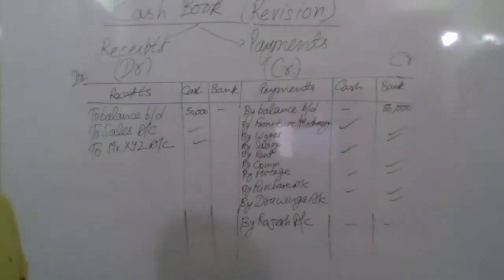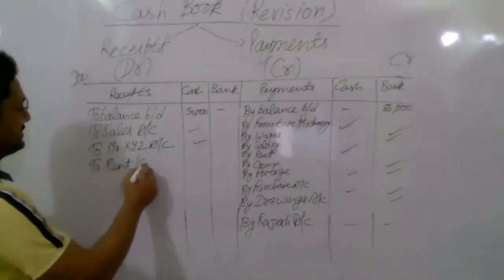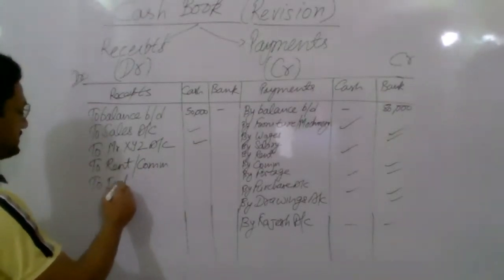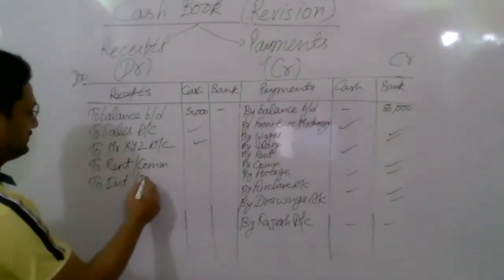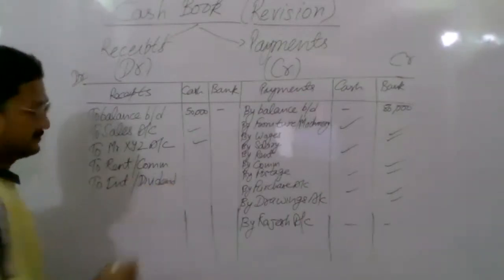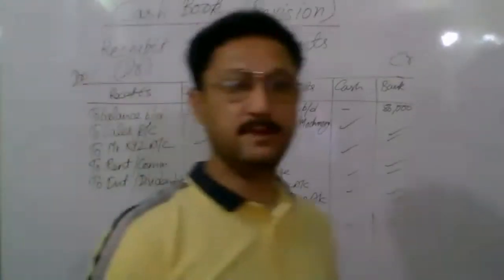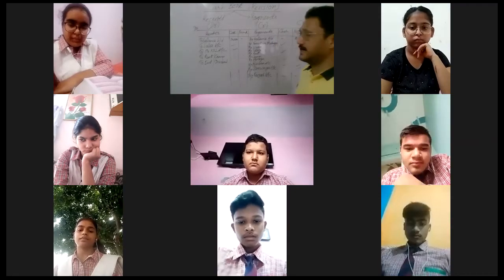You will write all the incomes which you have received. You may receive rent, commission, interest, dividend. All the amount will be written on the debit side. All the payments received, receipts, that is why it is here, receipts on the debit side.